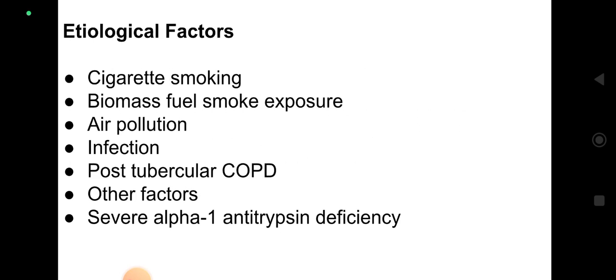Etiological factors include cigarette smoking, biomass fuel smoke exposure, which is very common in India, air pollution, infections, post-tubercular COPD. Other factors are occupational exposure. Severe alpha-1 antitrypsin deficiency is a proven genetic risk factor for the development of emphysema.